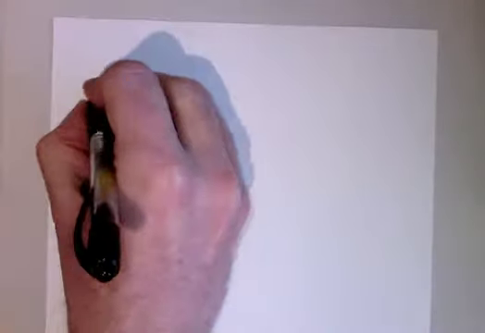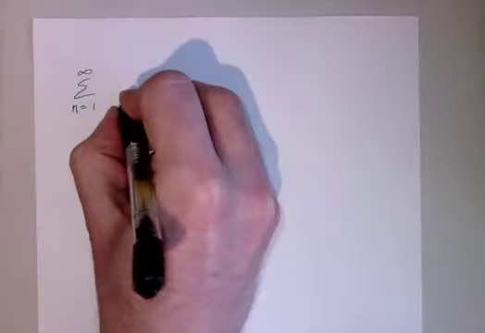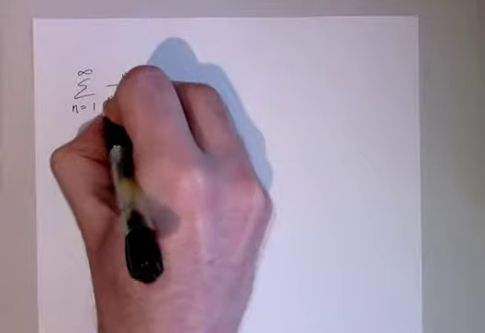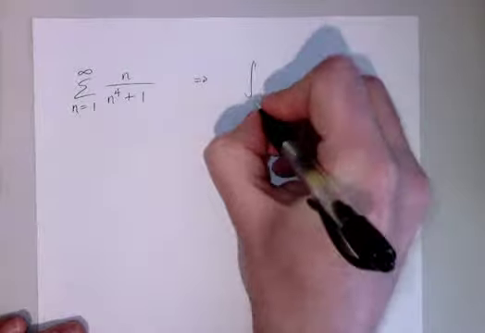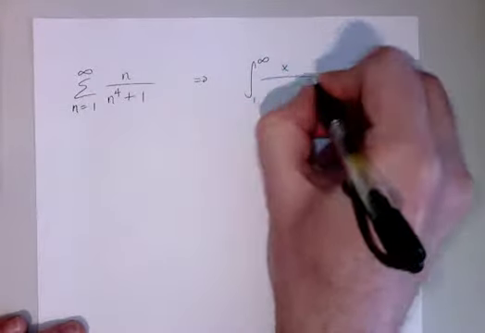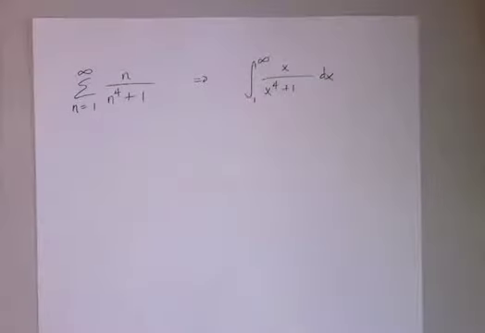Okay, another example. How about the sum from n equals 1 to infinity of n over n to the 4th plus 1. Well, that means that the integral from 1 to infinity of x over x to the 4th plus 1 dx is basically the improper integral that needs to be evaluated in order to determine the convergence or divergence of the original series.